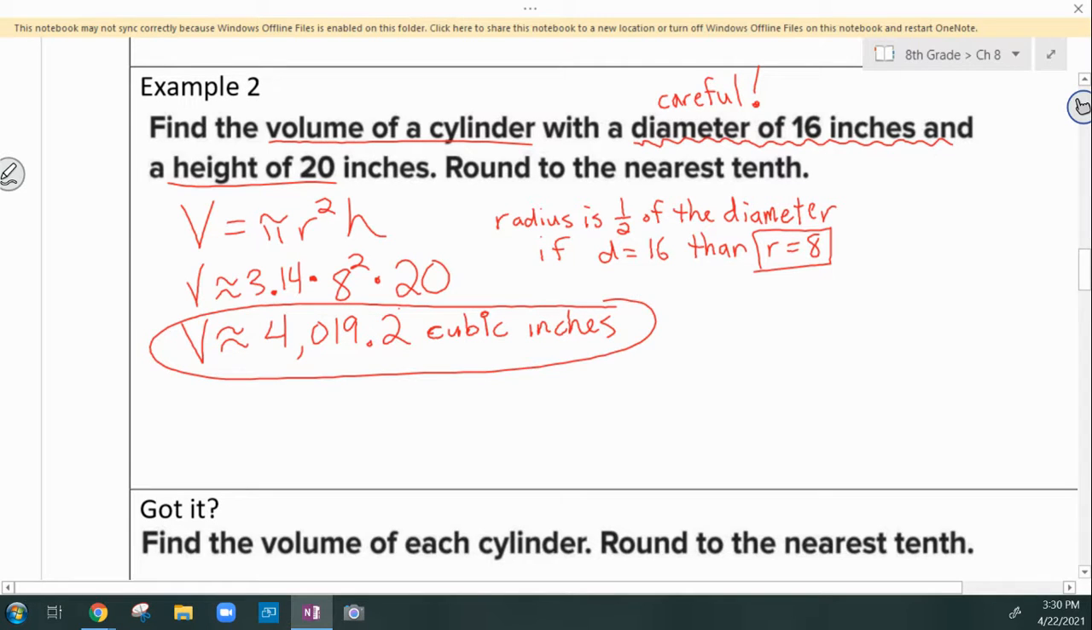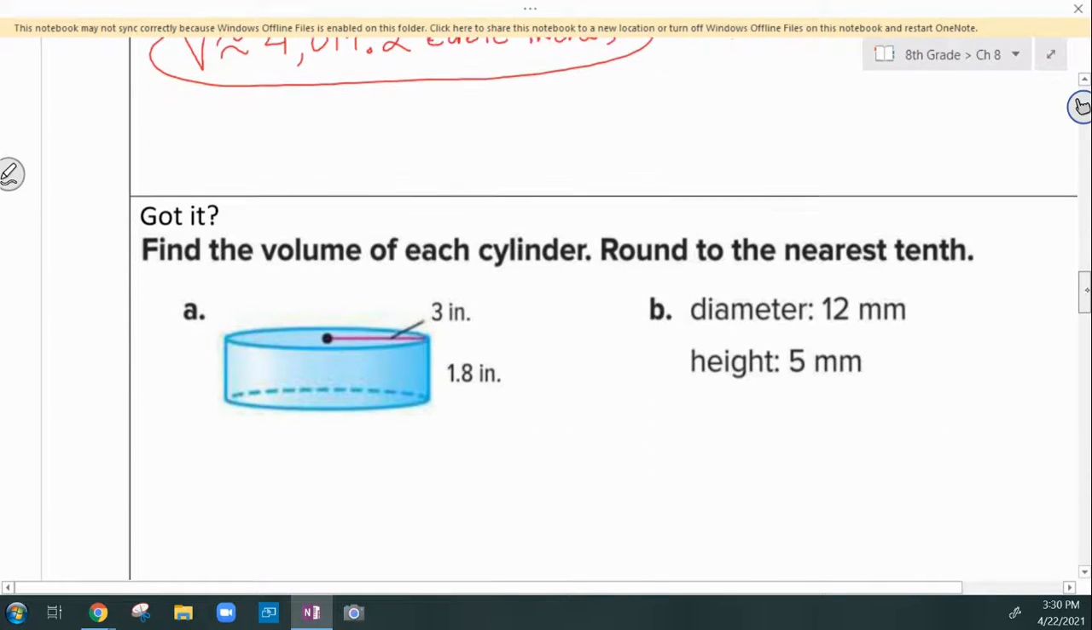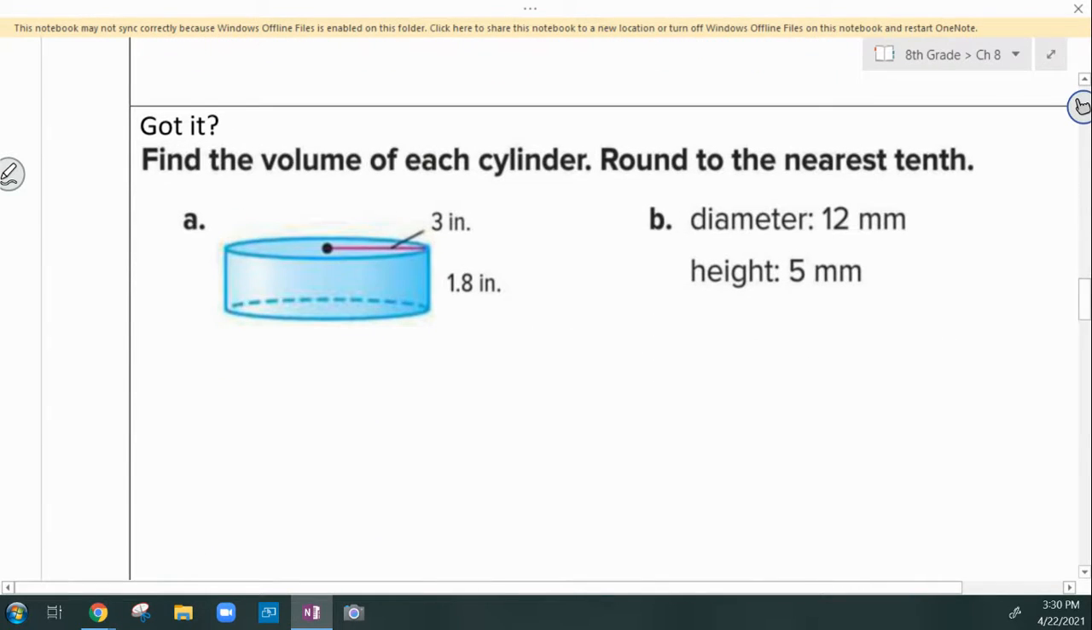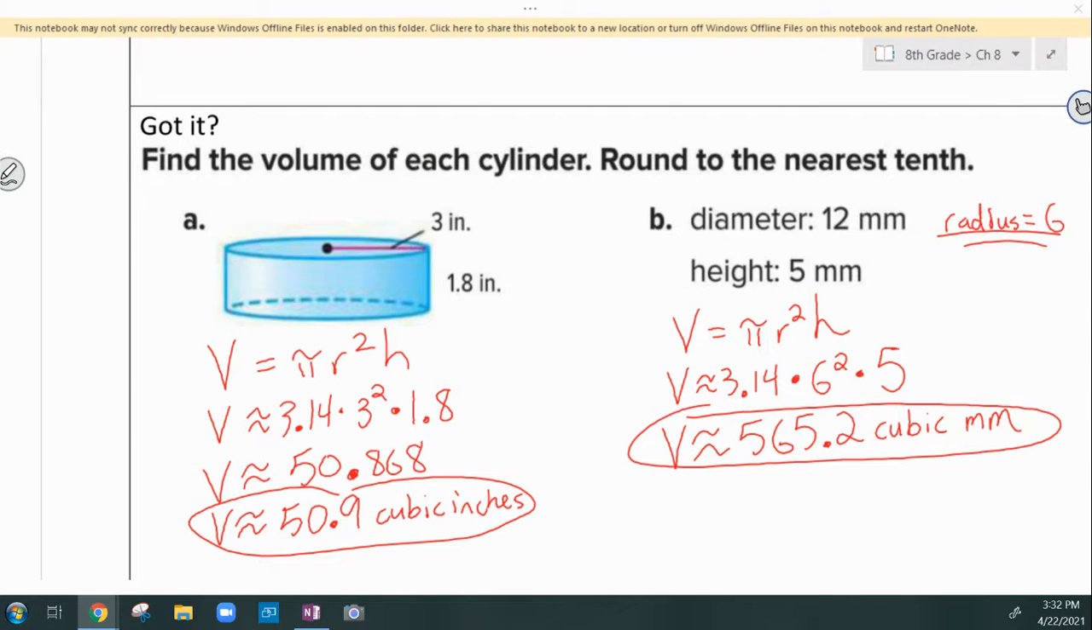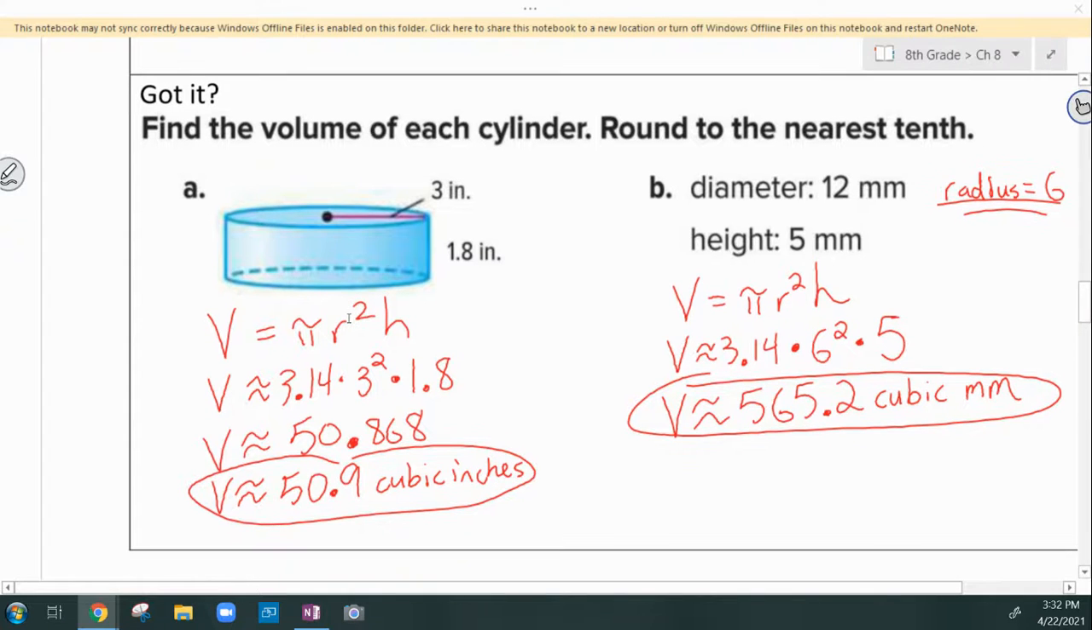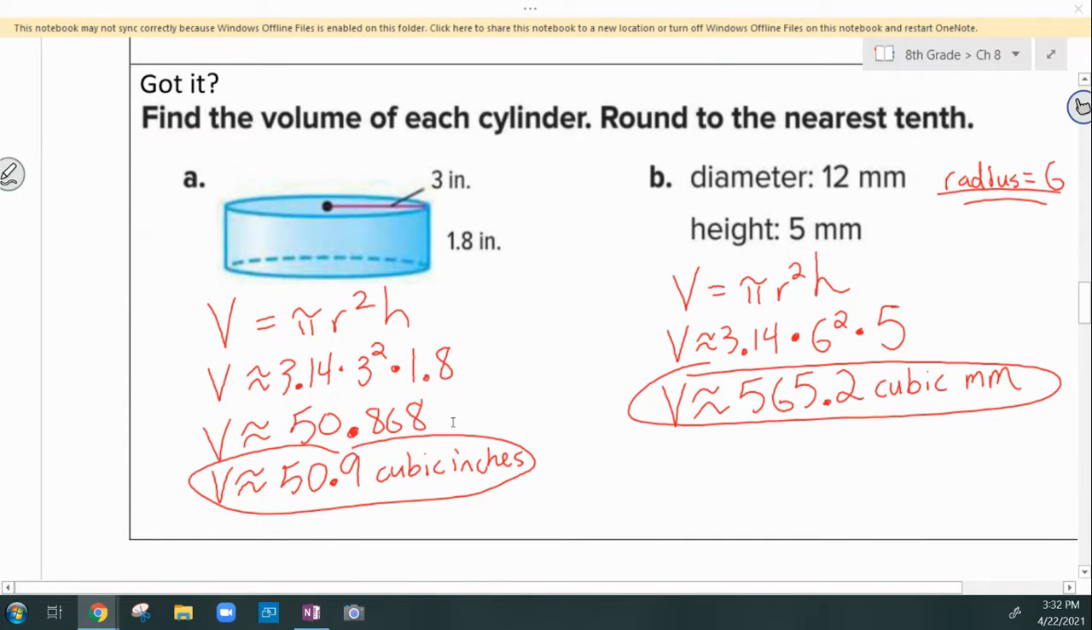Not so bad so far. Why don't you guys give it a try here with these two? And then I'll put the answer in the work and you guys can check it. Good luck. Here you go. Those are the answers, and that's all the work. Check your answers. If you got them wrong, see if you can figure out where you went wrong. Fix it, learn from it, and move on.